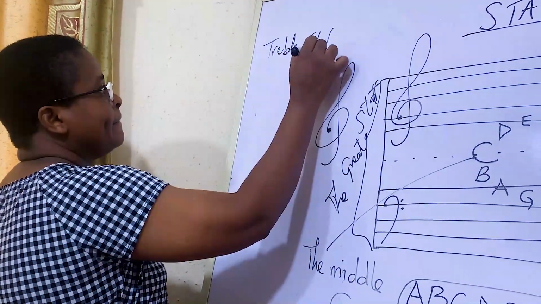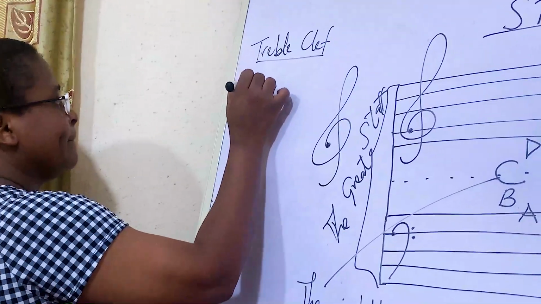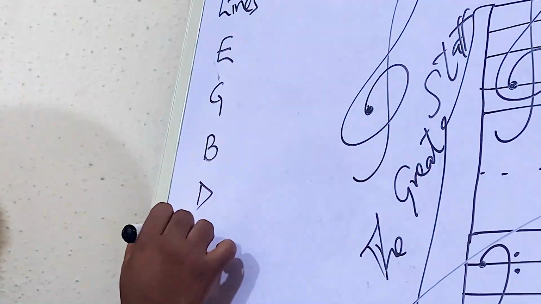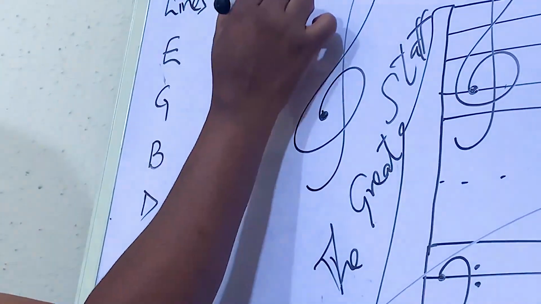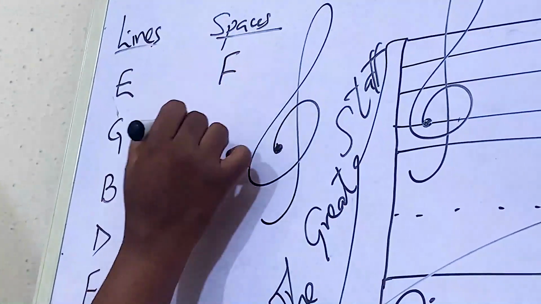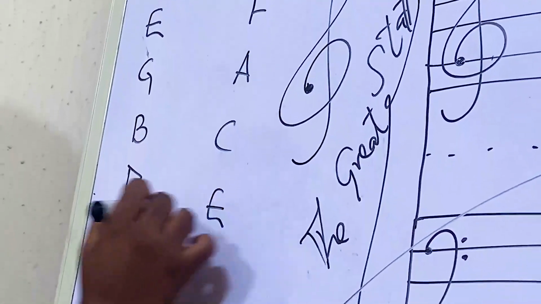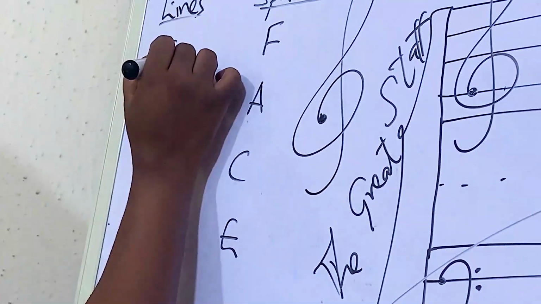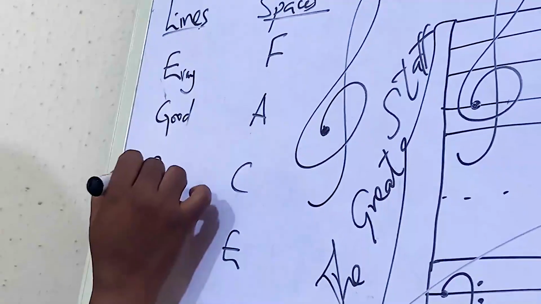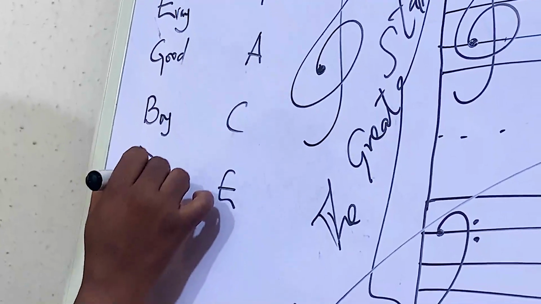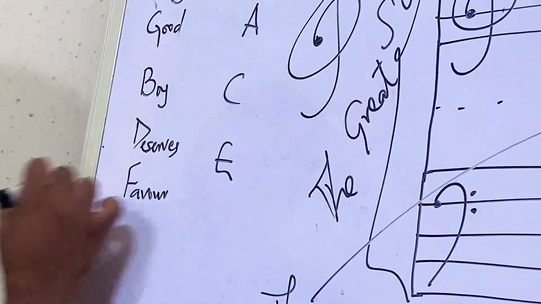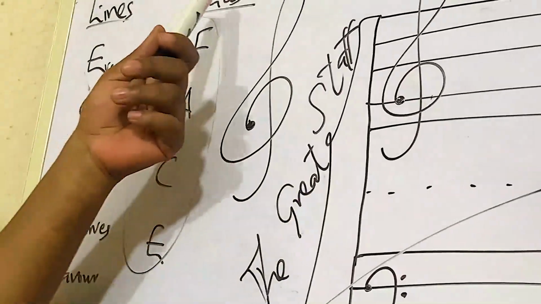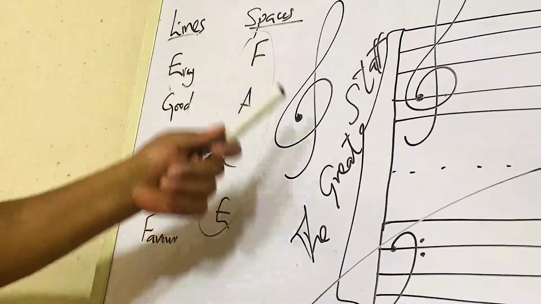Let me begin with treble clef. Treble clef, the lines are E, G, B, D, F, and the spaces are F, A, C, E. And someone formed an acronym for this. You can have your Every Good Boy Deserves Favor. And this already gives us a meaning. Your FACE is the name of the spaces of a treble clef.